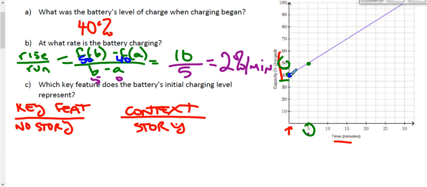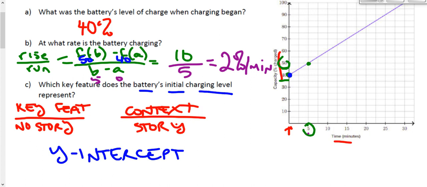Where my graph touches the y-axis is the y-intercept. And that's all I have to say about this point. It's the y-intercept. It's where my graph touches the y-axis. And I'm done. If it were asking for context, that's when I bring in the story, which is the battery's initial charging level in percent or whatever. I can tie it back to the story in some way. But key features just mean no story, just looking at it as a graph of anything.